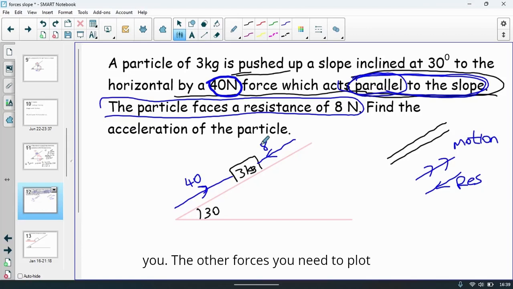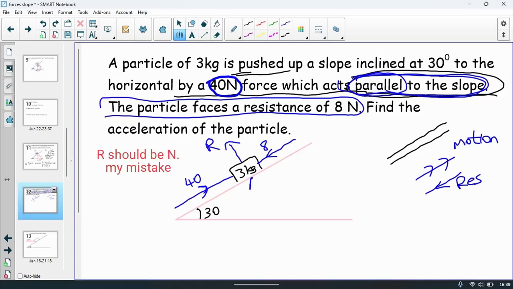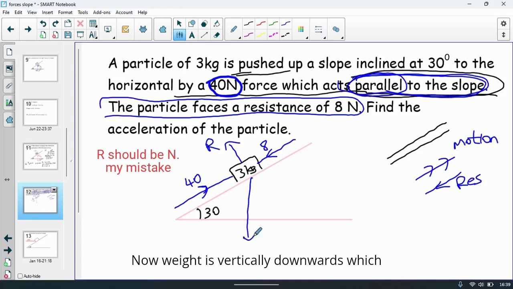So these are the two forces they've given you. The other forces you need to plot yourself. One is the reaction force, which is at right angle to the surface. And the other is the weight. Now, weight is vertically downwards, which makes it mg. So 3 times 10 is 30. Again, if you're doing Edexcel, use 9.8.